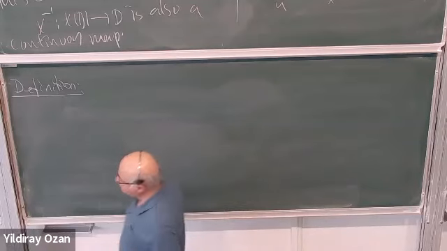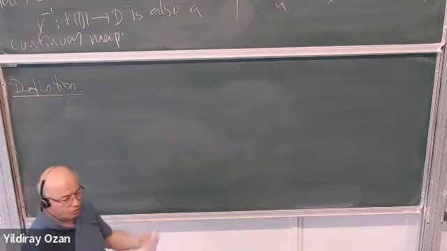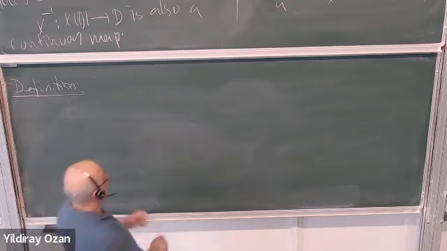Of course, X is a differentiable function. Otherwise, this doesn't make sense. So we already asked that X is a differentiable function, but we ask more than that, it's a homeomorphism onto its image.